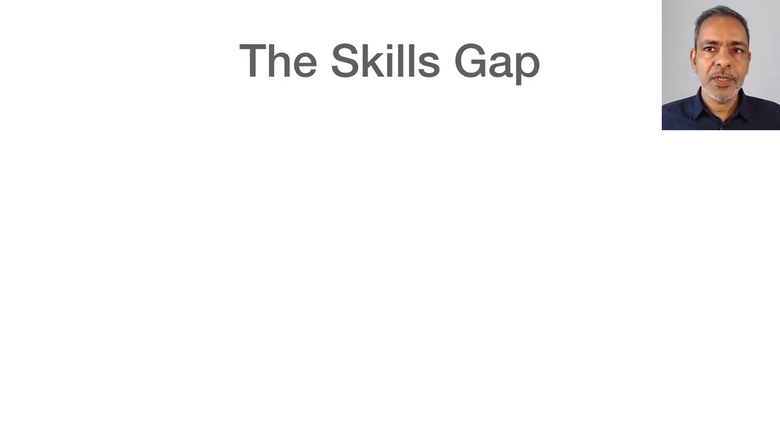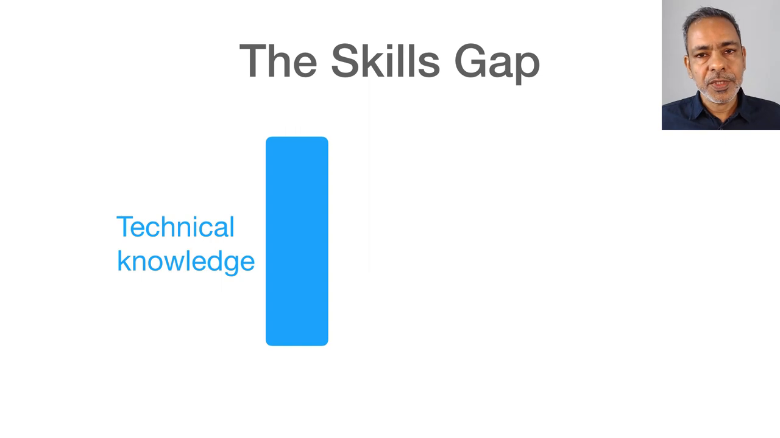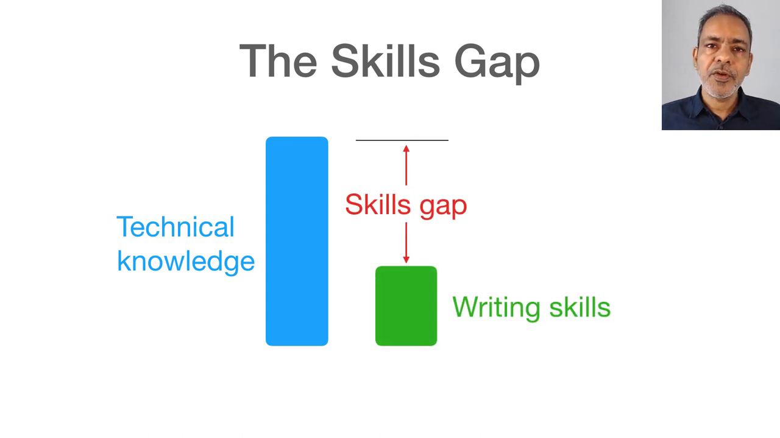So, what's this gap? The professionals who write SOPs are technically sound and know their stuff well. After all, they are the subject matter experts. But very often, they are not trained in writing skills. And so, the proficiency of their writing skills falls short of the depth of their technical knowledge, creating a skills gap. And as a result, despite having sound technical knowledge, they end up writing SOPs that are not clear, concise, and precise as they should be.